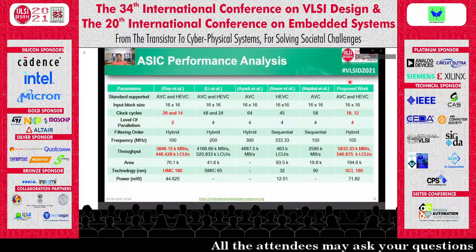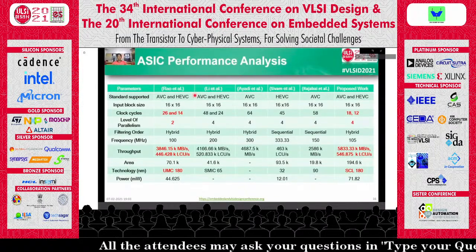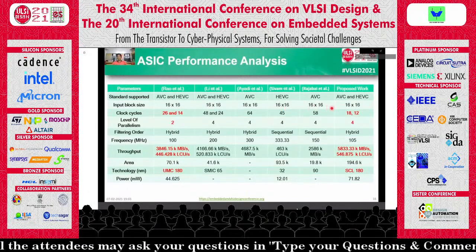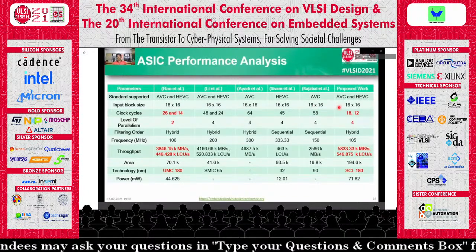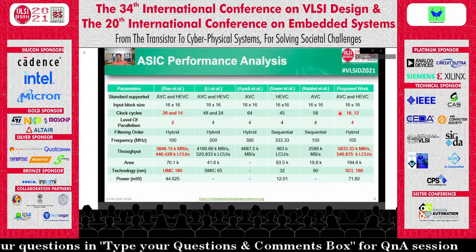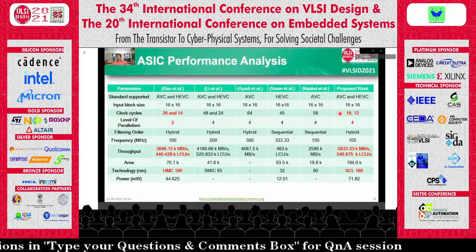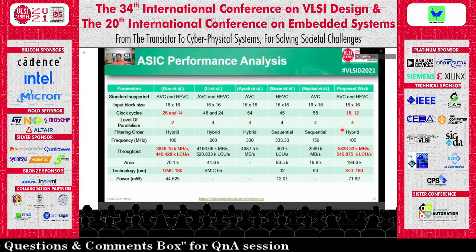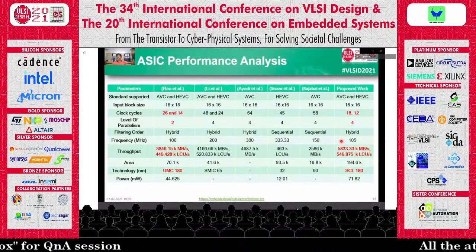Here we will see the ASIC performance analysis. We have compared our proposed work with the existing 5 architectures shown in the table. We can find the similarity of 16 cross 16 input block size so that we can very well compare our results with the existing ones. Our design requires 18 and 12 clock cycles for AVC and HEVC respectively. We have used 4 parallel edge filters, and in order to improve the design performance, we have used hybrid filtering order technique. Our design can operate at the maximum frequency of 105 MHz.